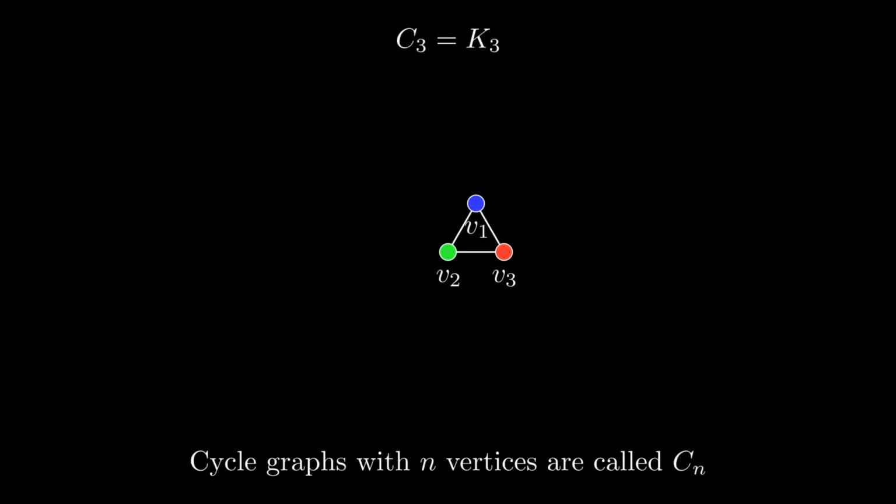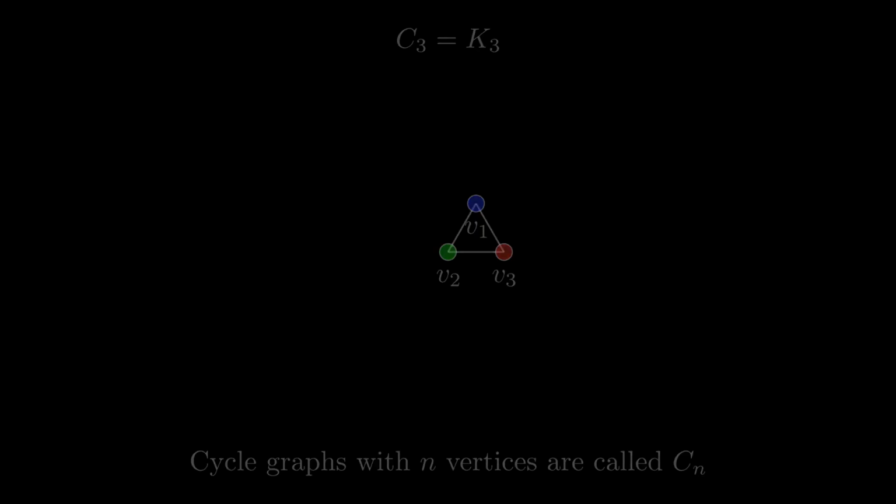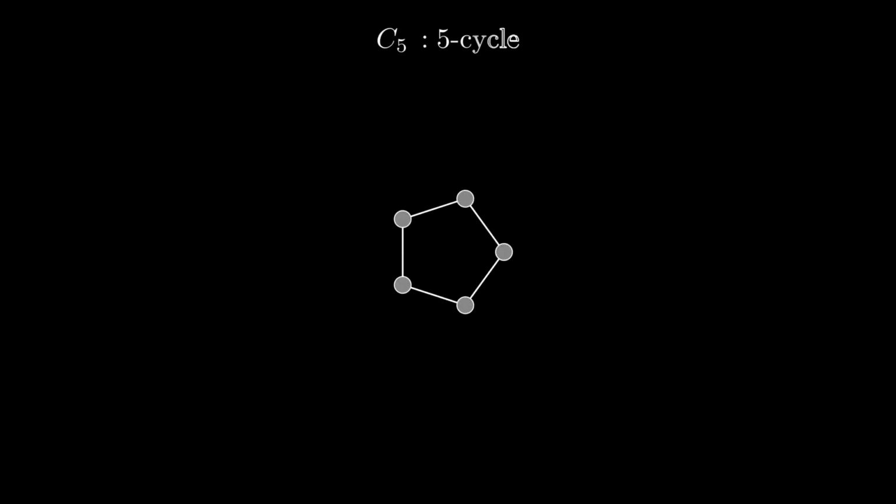Cycle graphs with n vertices are called Cn. Though not really important for this video, they will be useful in explaining some of our foundations. This here is C5. Odd cycles, as you can see, need 3 colors.